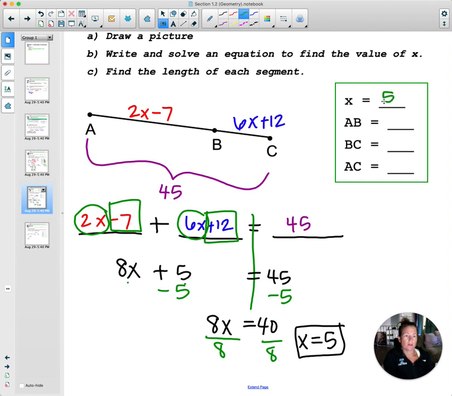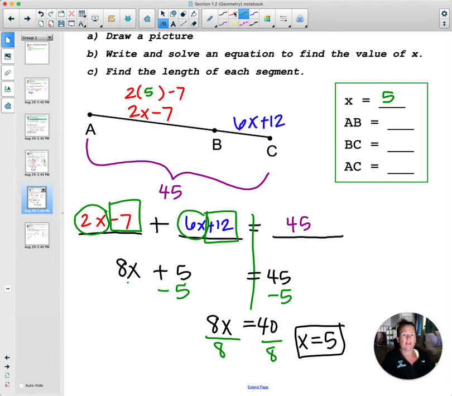So once you get x equals 5, then it says find the length of each segment. You've got to be careful because in Algebra 1, you would have been done with solving for x. But a lot of times in geometry, it's going to ask you to actually find the length of the segments. So don't forget that. Now that we know that x equals 5, we'll go into each of these and plug it in and solve. So 2 times 5 minus 7.